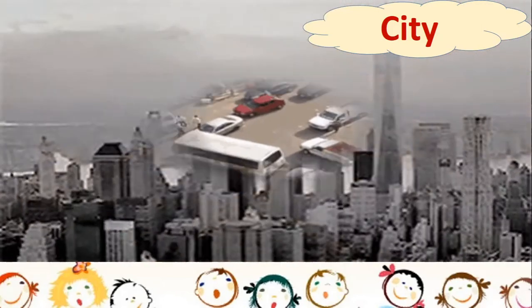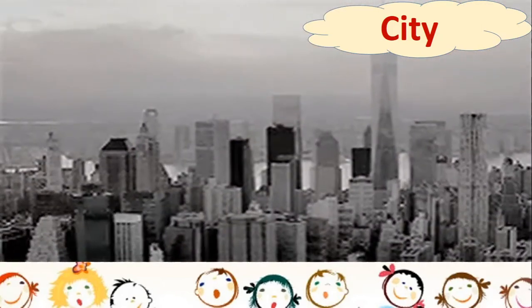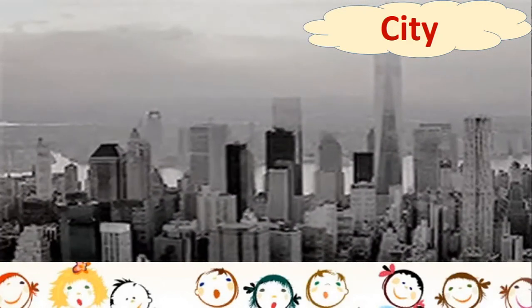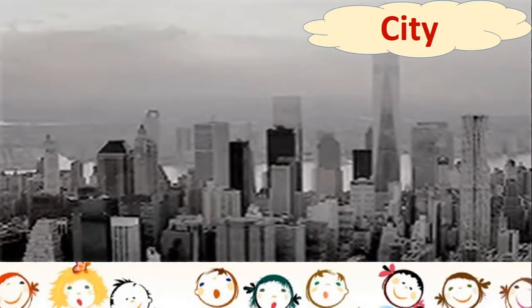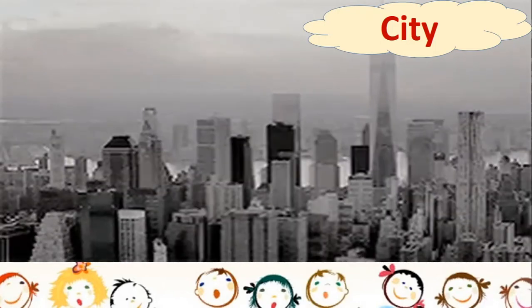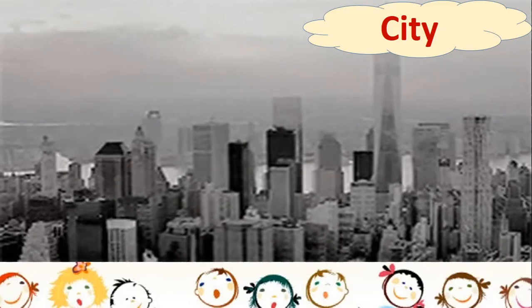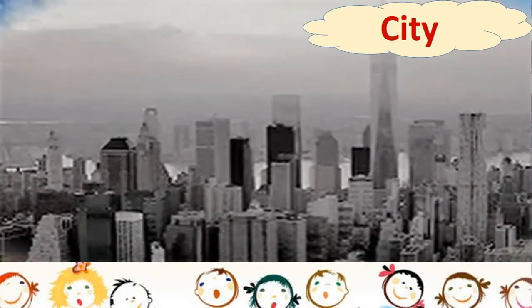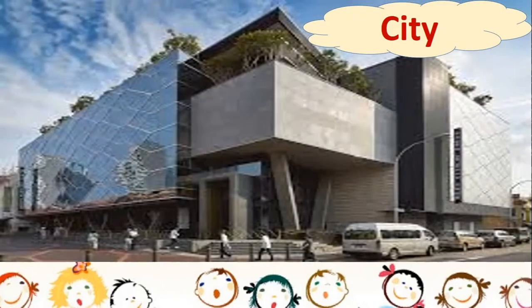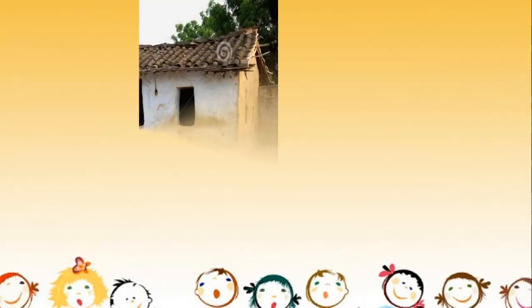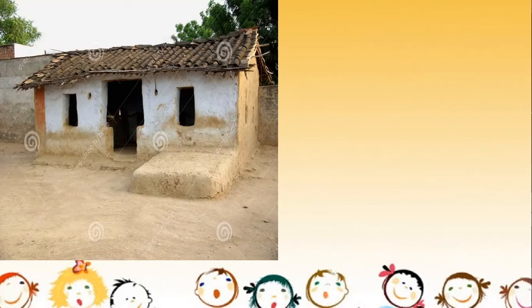And also you will be able to see tall buildings. In the village we saw small houses. In a city you will be able to see tall buildings. Okay, so now there are a lot of differences between the city and the village like we saw. So let us look at a few differences. So the first difference we will see is in the houses.